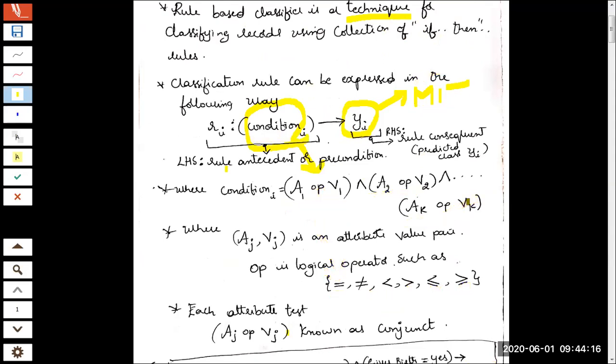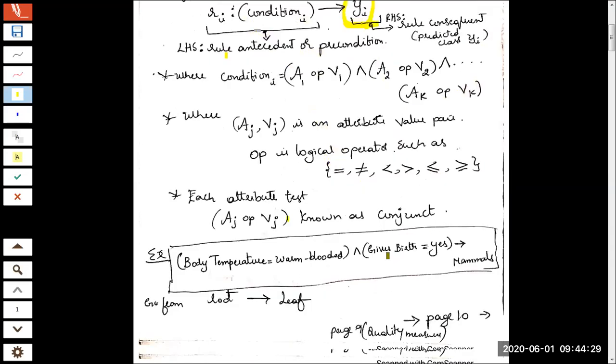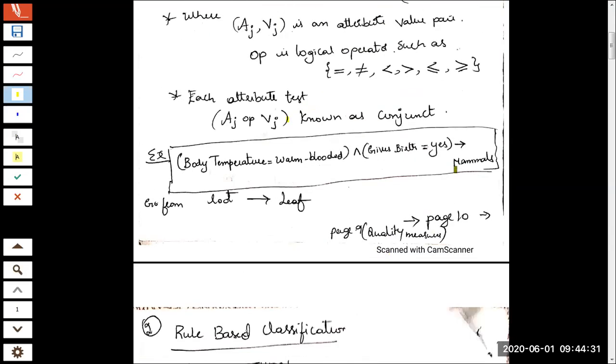You're seeing yi there. So the yi that you are seeing is nothing but the class. Now, for this situation that we are discussing, the class is whether it's a mammal or a non-mammal. So that is why you can see it is towards the right-hand side. Since there was no space here, I have written it below. So this is the right-hand side.